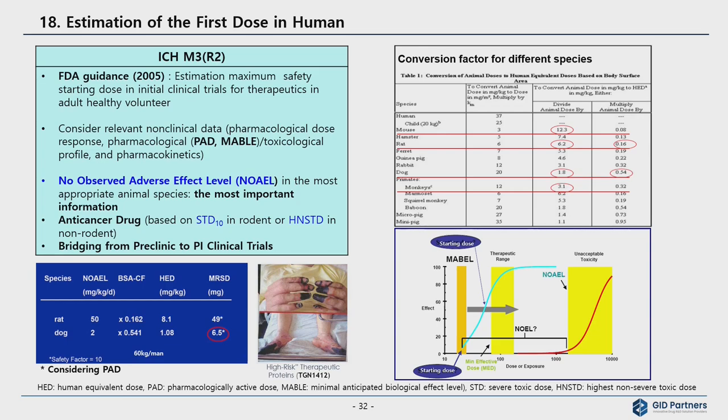And if a person is about 60 kilograms, and then it would be about 48 kilograms for animals. And the safety factor for the human equivalent dose would be about 10. So 10 would be applied here, and about 10 times lower dose would have to be utilized as a starting dose. And among the rodent and non-rodent, you would use the more sensitive one. And so the starting dose that is decided here and the pharmacologically active dose would be compared, and the lower dose would be chosen as the starting first dose.